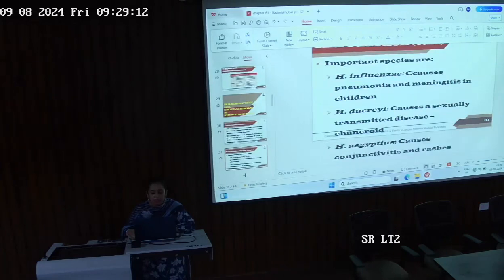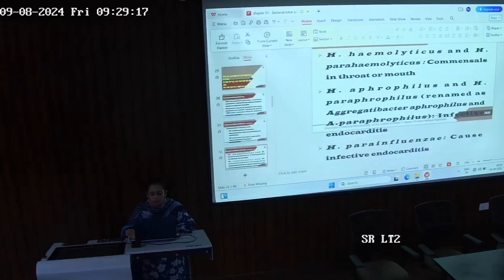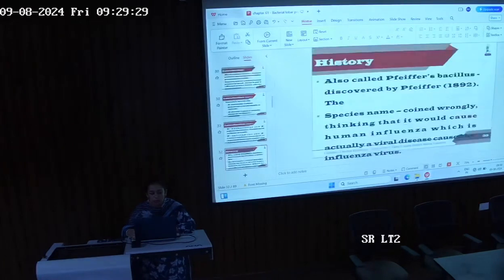Important species are H. influenzae, H. ducreyi, H. aegyptius. Then H. haemolyticus and H. parahaemolyticus, which are commensals in the throat or mouth. Then H. parainfluenzae, which causes infective endocarditis. These are a few species of Haemophilus. It is also called Pfeiffer's bacillus. The P is silent in this, after the name of the discoverer. The species name was coined wrongly, thinking that it would cause human influenza, which is actually a viral disease caused by the influenza virus.